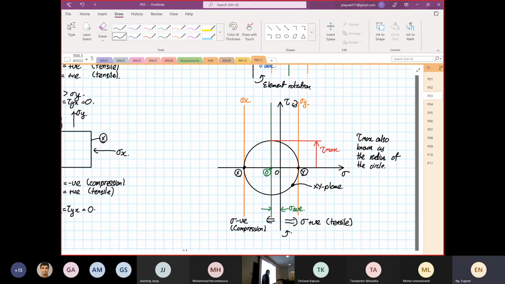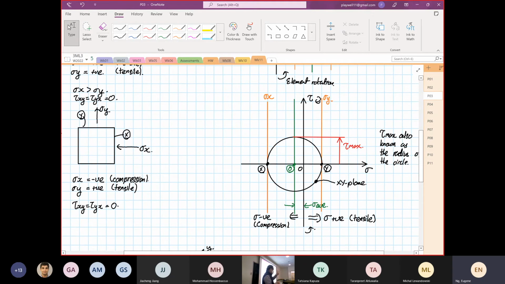So you can see that now. Another important thing that I want you all to remember, okay? Watch this carefully. On the element, point X to point Y, how many degrees is this? Anyone? 90 degrees. Okay. On the Mohr circle, point X to point Y is how many degrees? 180 degrees.